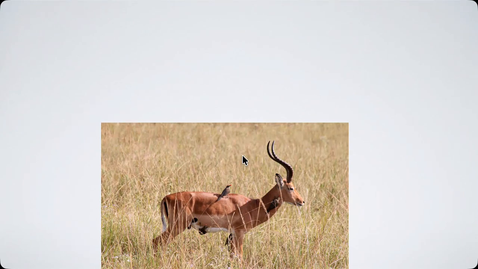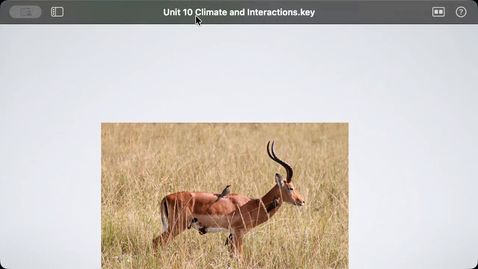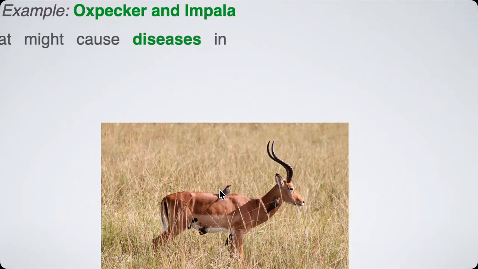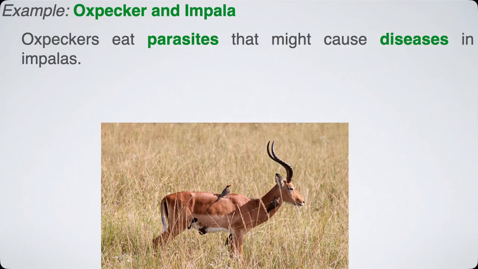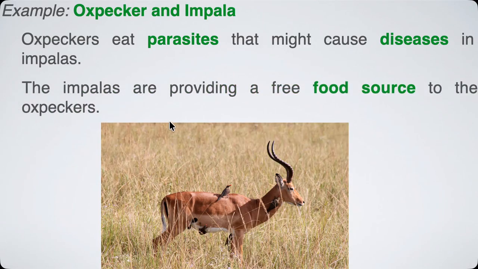any idea what these two are called? We've got ourselves an impala and an oxpecker. Oxpeckers eat parasites. They hang out on the back, or sometimes the horns, of the impala. And inevitably the impala will get ticks or something you really don't want to get infected by, and so oxpeckers will just eat them. It prevents disease from spreading in the impala. In addition to that, the oxpeckers are getting a free food source. So they're getting free food, and again, they're getting some sort of medical-based care.